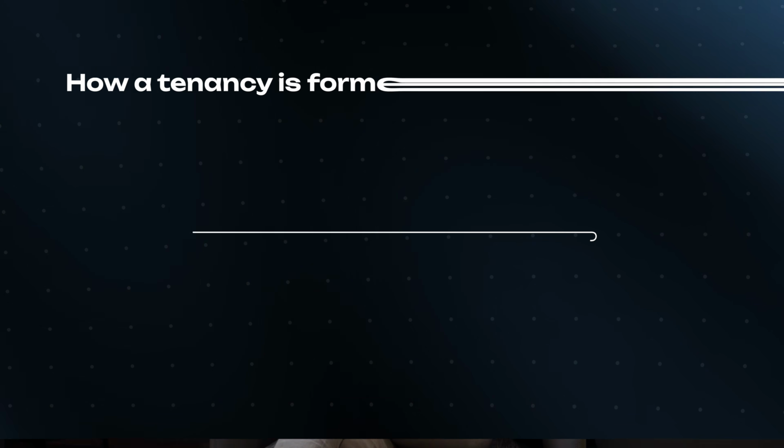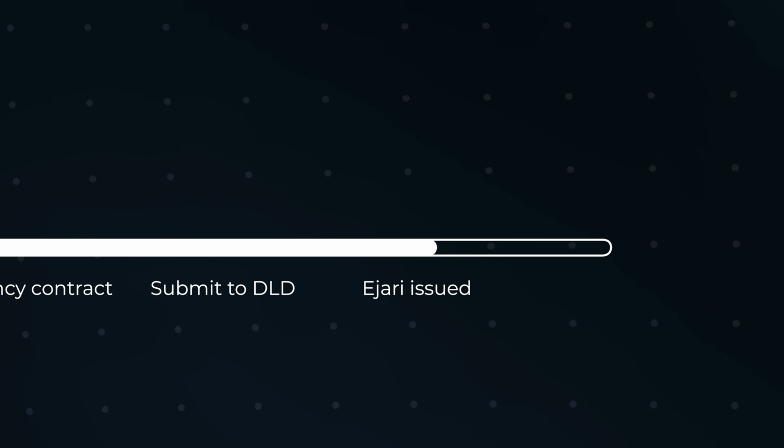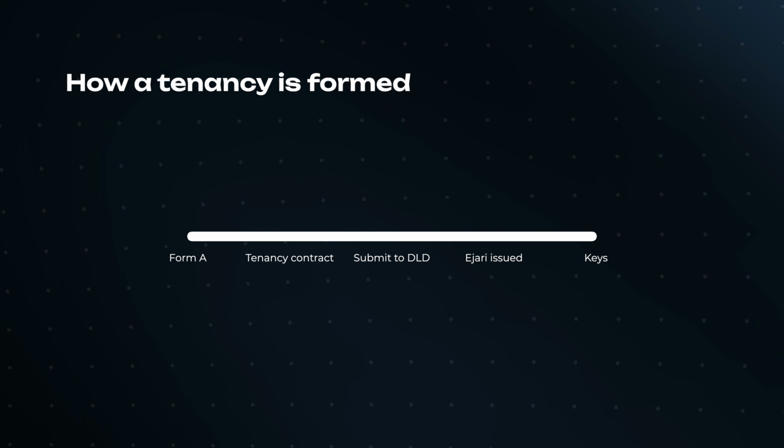Now, when it comes to the actual contracts, it is slightly different. So you just make a tenancy contract, which of course is between the tenant and the landlord. Now, in order to make the tenancy contract official, once all is signed and agreed, you submit it with the DLD and you get your Ajari, which is your legally binding tenancy contract, which is actioned on the day of move-in. So once your Ajari is actioned, you get the keys and you move into the property, which is the date that was agreed on your tenancy contract. So that is the legalities with regards to tenancy contracts.